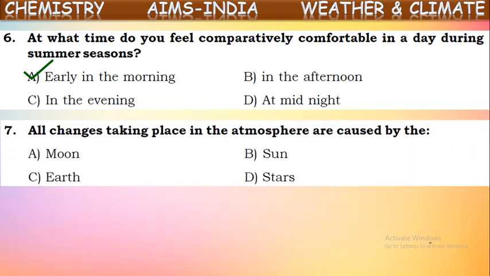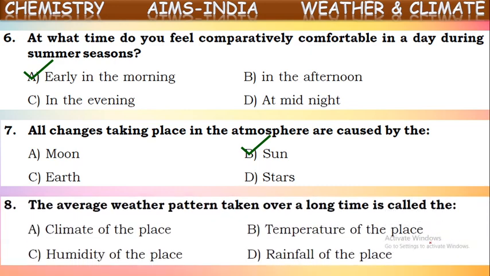Next one. All changes taking place in the atmosphere are caused by. So, what is the reason for all these changes in the atmosphere? What is the main reason for these changes? It is the sun. Due to the sun, all these changes are taking place in the atmosphere. Seasons are occurring, and temperature is being changed. We are getting different seasons, day and night. These are all changes, the increase in temperature, decrease in temperature. All these changes are because of just the sun. Okay.